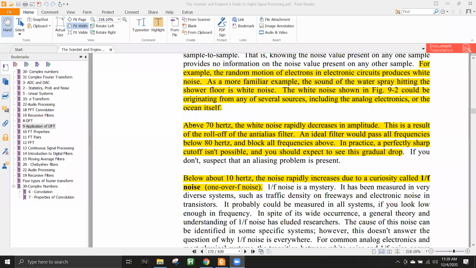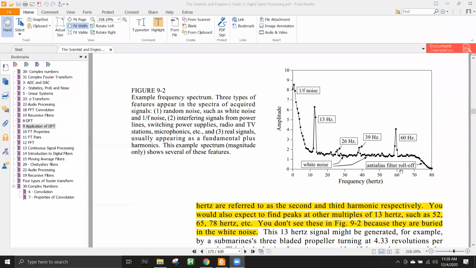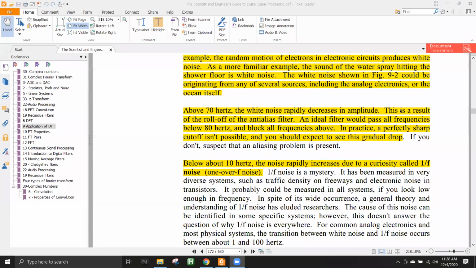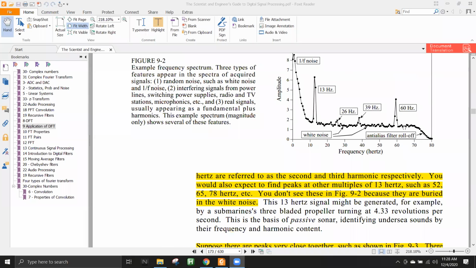Now there is another region above 70 hertz. The white noise will gradually decrease in an exponential manner, as you can see here. It will reduce exponentially towards zero, and this is the result of the roll off of the anti-alias filter. An ideal filter will pass all frequencies below 80 hertz and block all frequencies above. But since we cannot use ideal filters in digital systems, it will have some gradual fall off instead of just becoming zero.